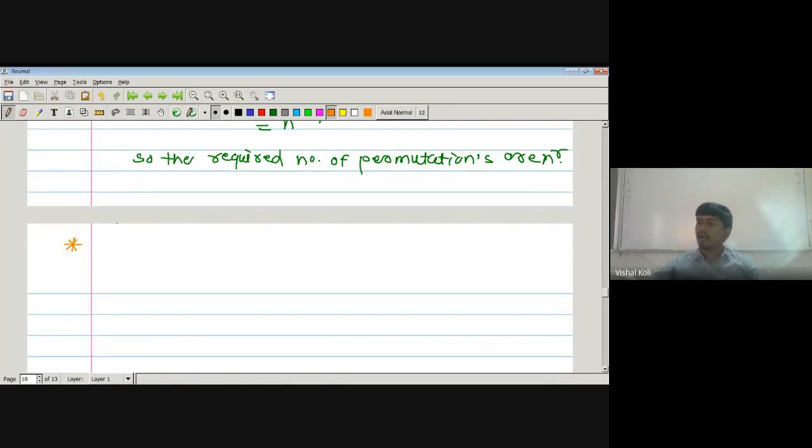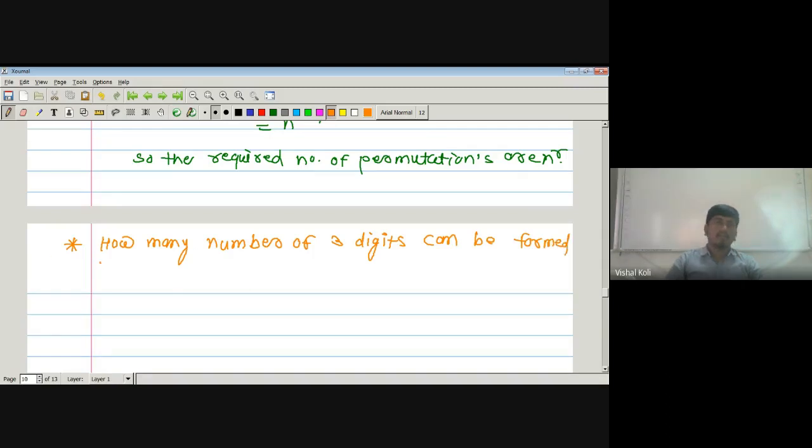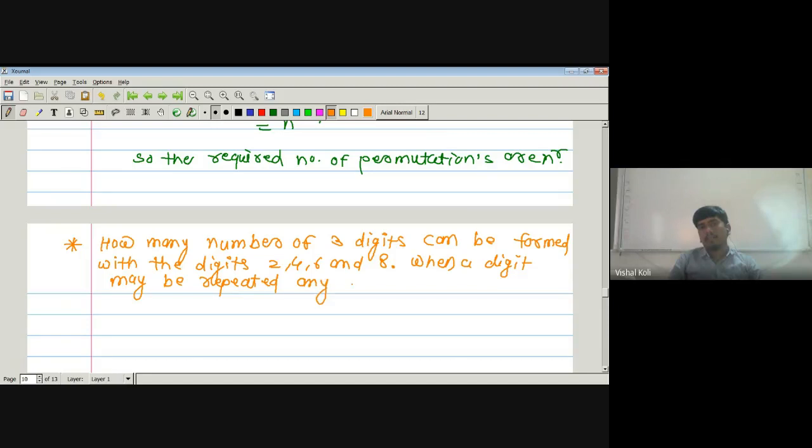The example is: how many three digit numbers can be formed with the digits 2, 4, 6 and 8 when a digit may be repeated any number of times? Okay, so we have to solve this problem by using the above method.